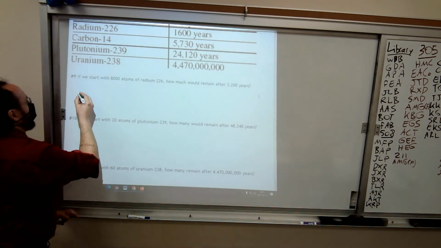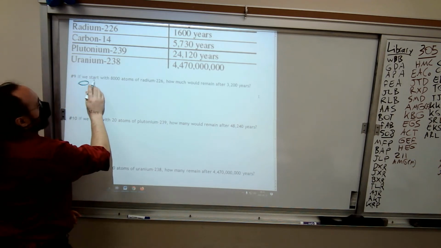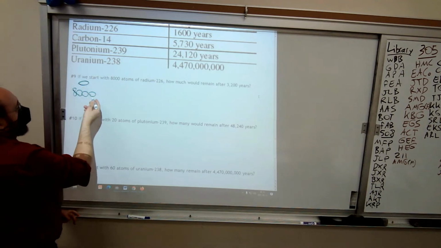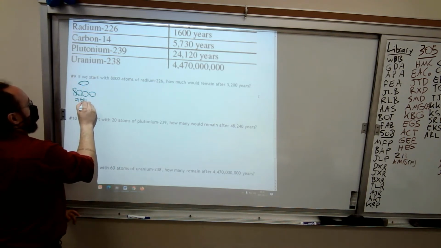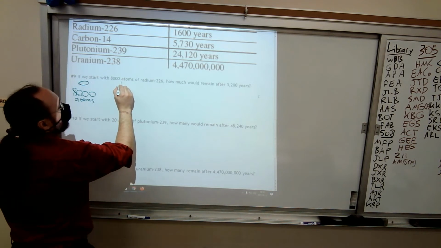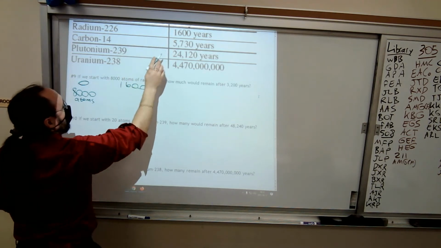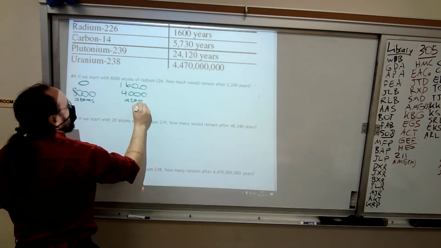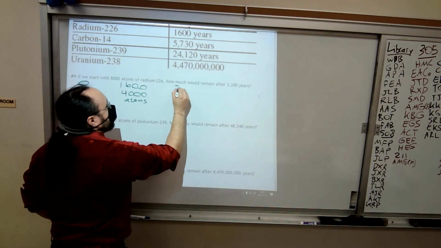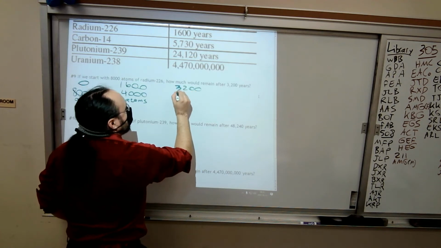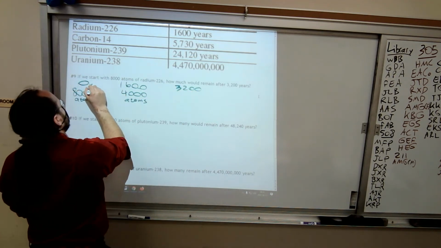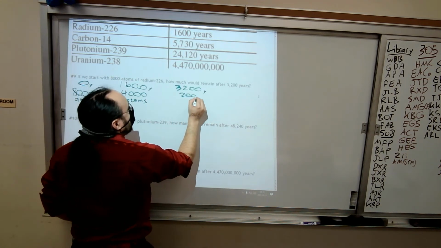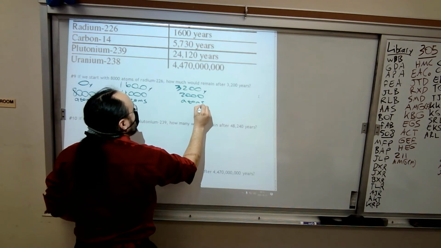So I'll make a little chart here. At 0 years, if we start with 8,000 atoms, we have 8,000 atoms. After 1600 years, one half-life, we'd have 4,000 atoms. So it cuts in half each half-life. And after 1600 more years, that's 3,200 years, like this question's asking, say years, okay, 4,000 goes into 2,000. So there you go.